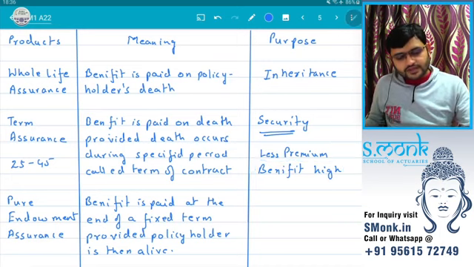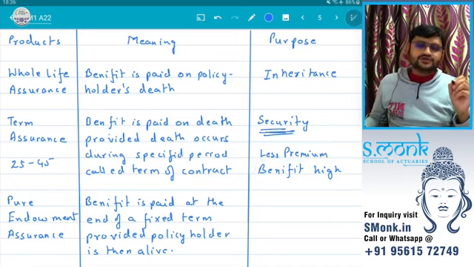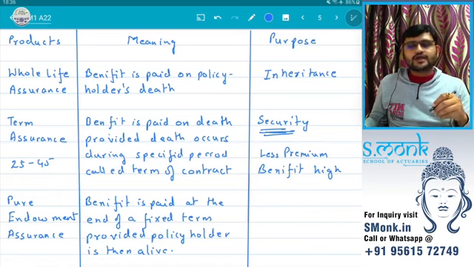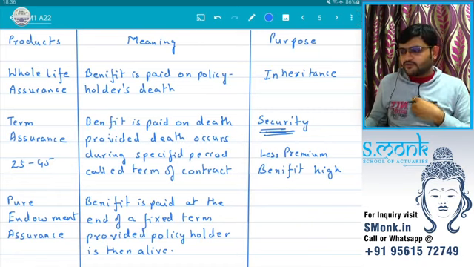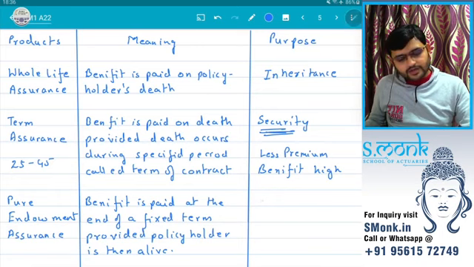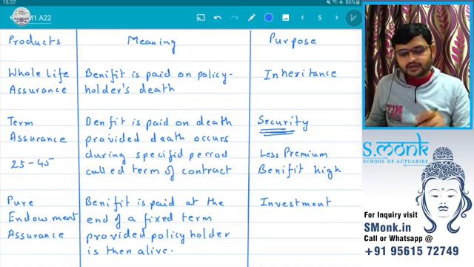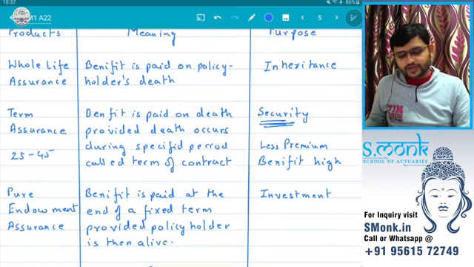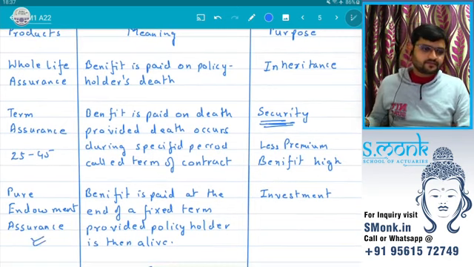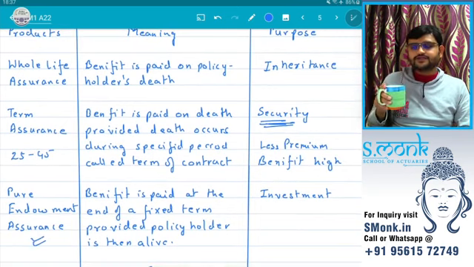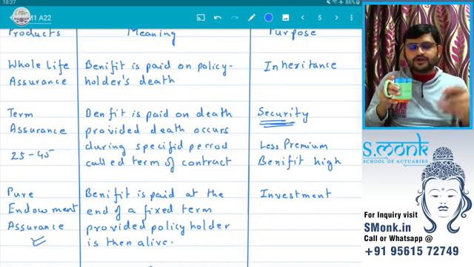So the reason for term assurance is security, not investment. Whereas in pure endowment, the purpose is investment. So if you're feeling that after a certain age you need a certain amount of money, you would put it in pure endowment. So the reason is investment. After a certain age, you require a certain amount of money, put it in pure endowment.